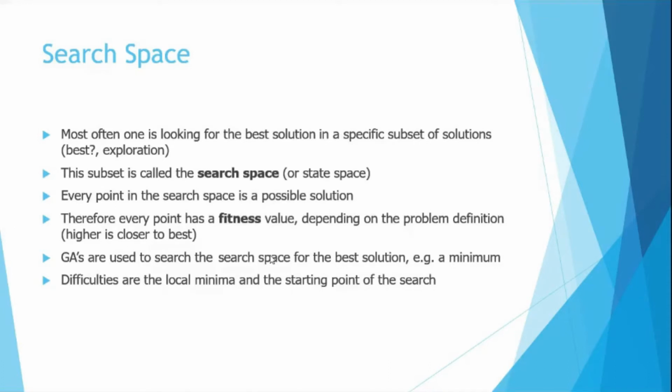So actually in evolutionary computation, what we are doing is looking for the best solution in a specific subset of the solutions. This particular subset is the search space, also known as the state space. Every point in the search space is a possible solution. This can be represented as a multi-dimensional picture, even though we can represent only 3 dimensions in our animations.